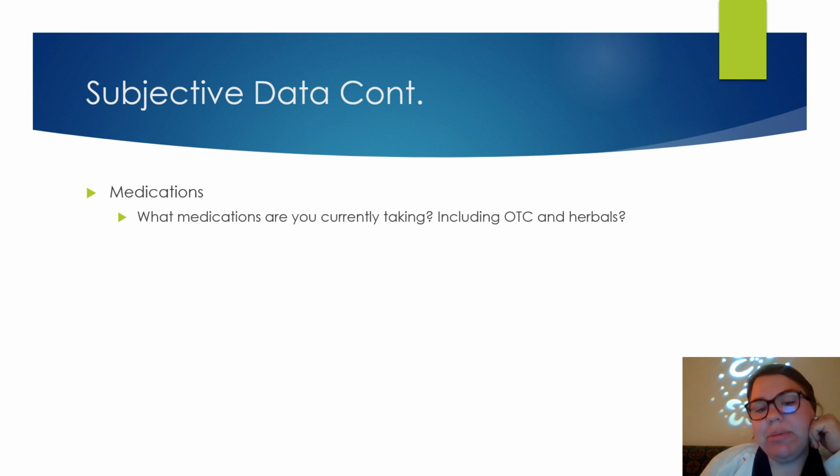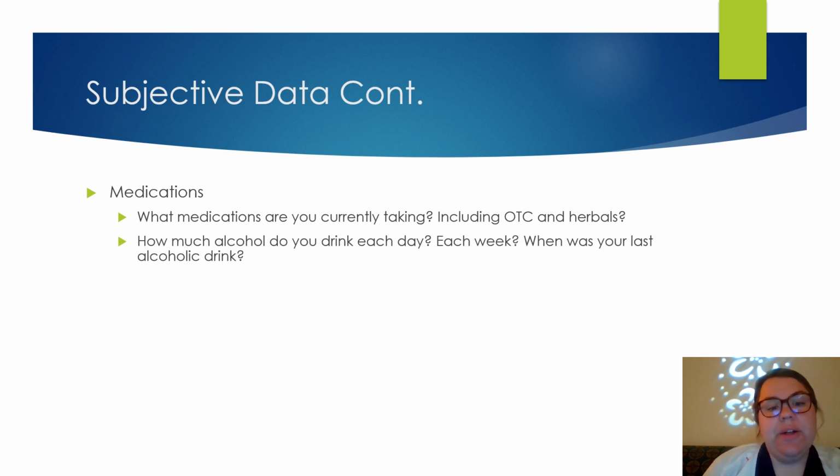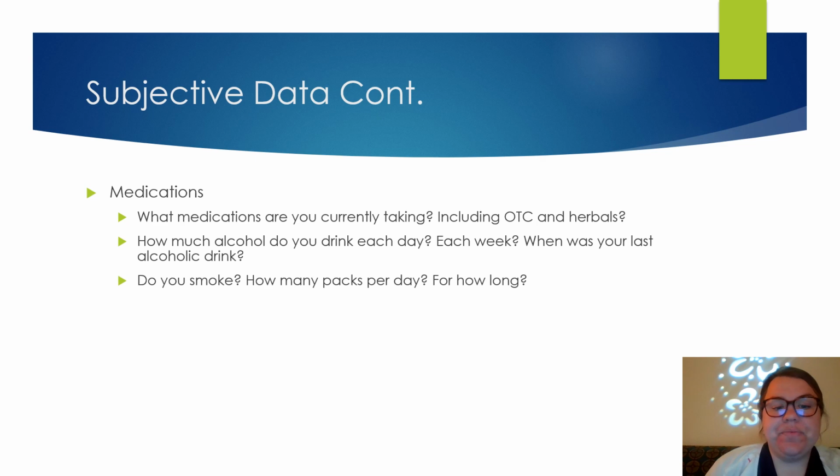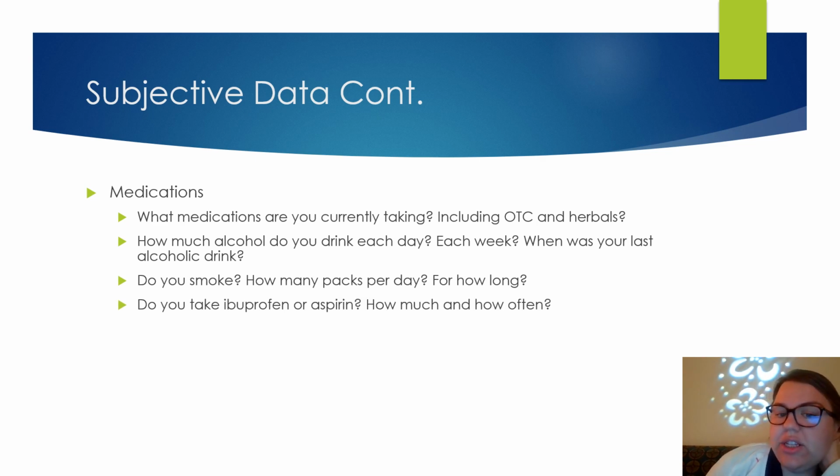Medications. What type of medications are they taking? This includes over-the-counter medications and herbals. Do they drink alcohol? How much do they drink? When was the last time they drank? Do they smoke? How much do they smoke? For how long? Do they take ibuprofen or aspirin? How much and how often? Because this can actually be a bleeding risk.